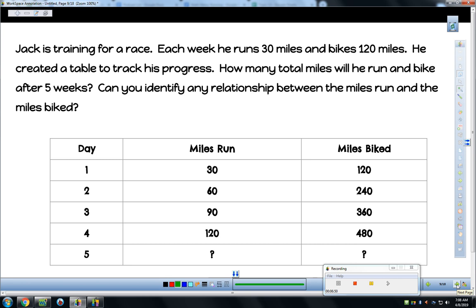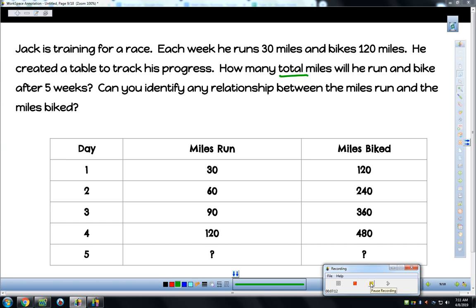Jack is training for a race. Each week he runs 30 miles and bikes 120 miles. He created a table to track his progress. How many total, that's an important word, miles will he run and bike after 5 weeks? Can you identify any relationship between the miles run and the miles biked?